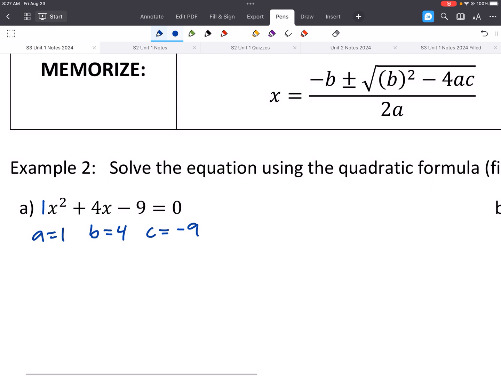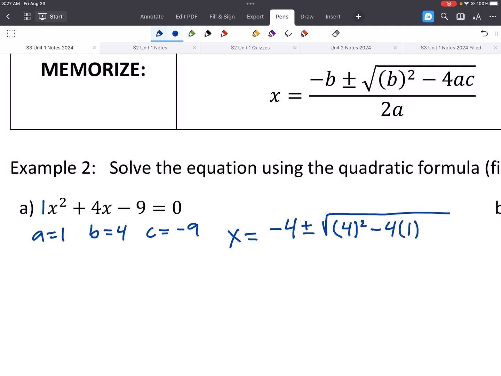And then we're going to substitute. So we're going to do x equals -b, b is 4, plus or minus the square root. Please use parentheses when you substitute here. 4 squared minus 4ac all over 2 times a.